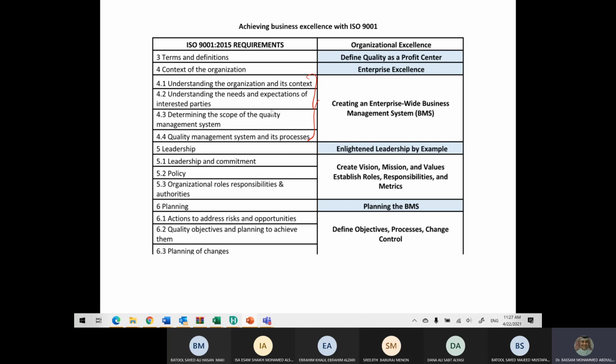So again, I'm explaining it again, but I'm putting it in words here. Number 5, leadership.